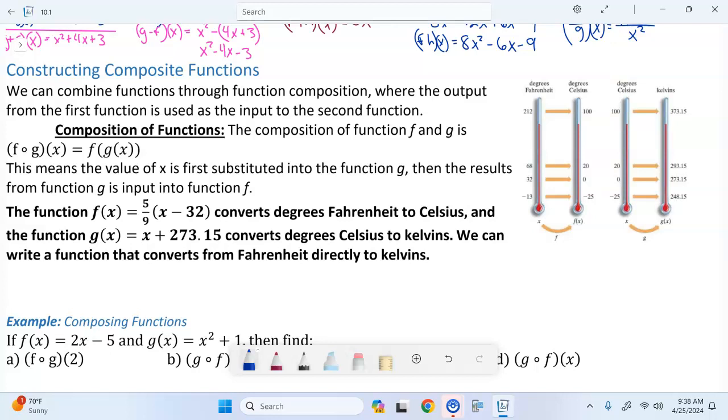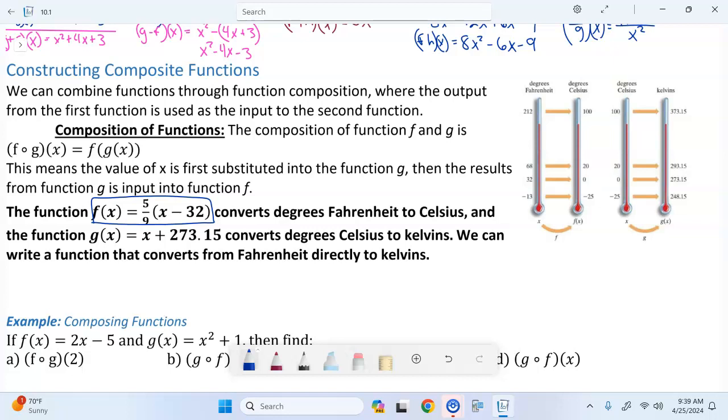We have a function f of x equals 5/9 times x minus 32, and that will take any temperature in degrees Fahrenheit and convert it into degrees Celsius. Okay? So I could take, say, 50 degrees Fahrenheit, plug it into my formula, 50 minus 32 gives me 18, multiplied by 5/9, and we get 10 degrees Celsius. Okay? So we can convert from Fahrenheit to Celsius.